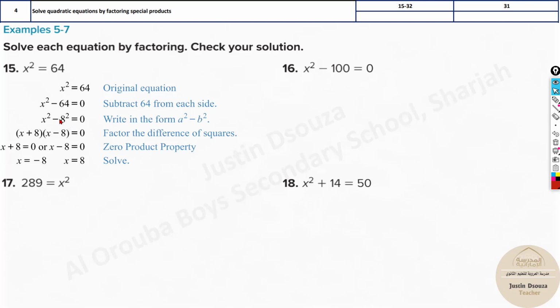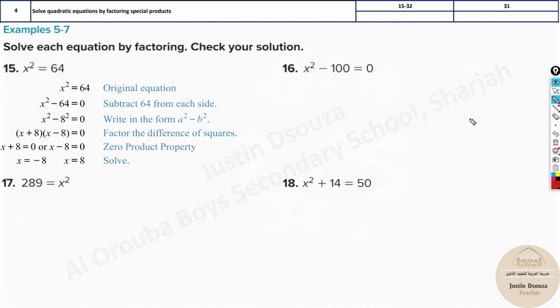What is the special product? We know the difference of squares: a plus b times a minus b is a squared minus b squared. So how do you factor this formula? a squared minus b squared is equal to a plus b times a minus b. Same way over here, you have x squared minus 8 squared. You factor it as x plus 8, x minus 8. Now these are the factors. x will be equal to minus 8, x will be equal to plus 8. Those are the answers.